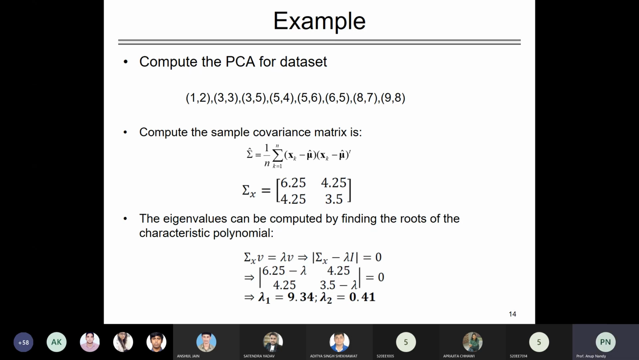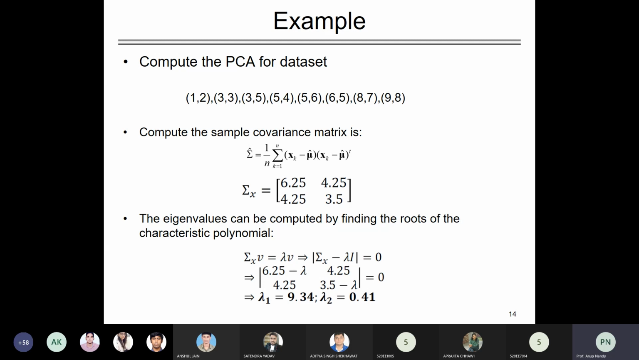So now that you have x, you can compute sigma x. Then the eigenvalues can be computed by finding the roots of the characteristic polynomial, that is sigma x v equal to lambda v. You have to take the determinant of A minus lambda I, where capital A is nothing but this sigma. So A minus lambda I, the determinant is equal to 0.